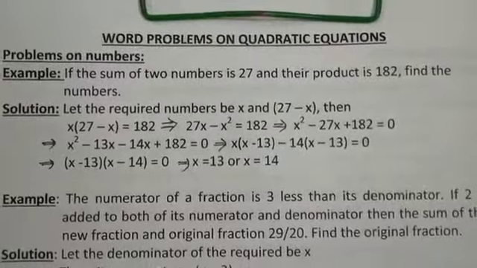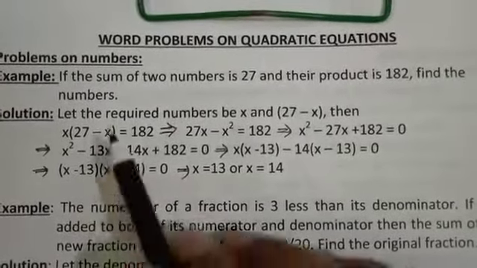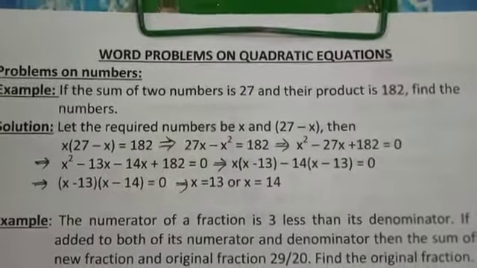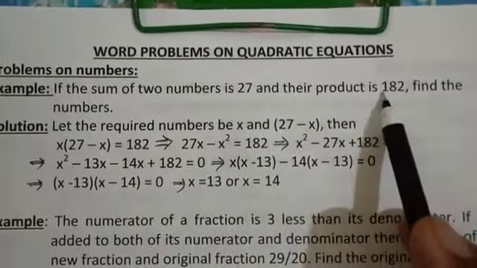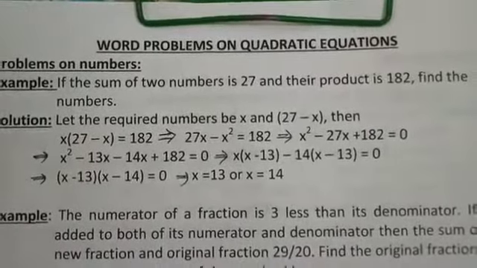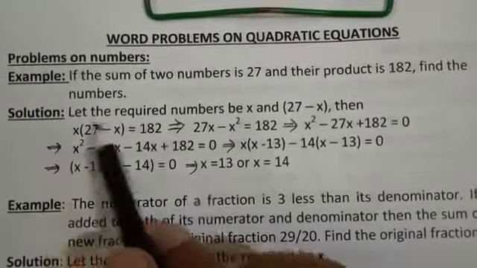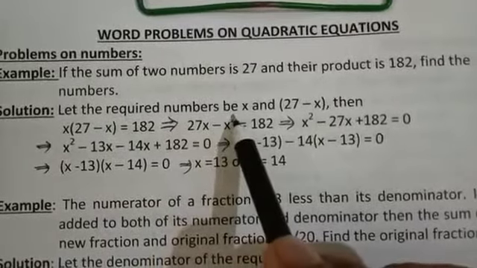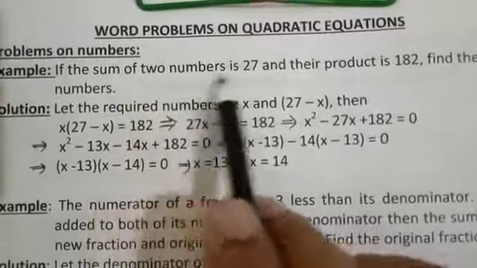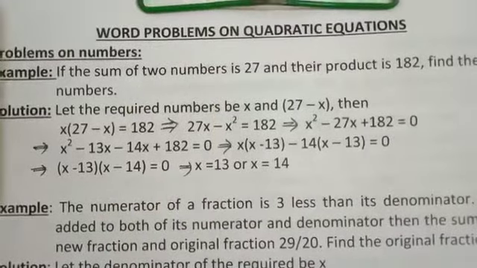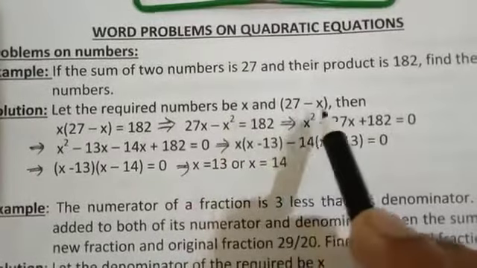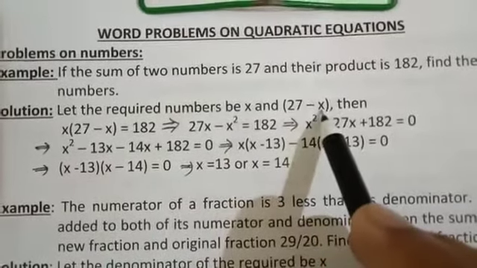I am going to take up the first example, and the question is: if the sum of two numbers is 27 and their product is 182, find the numbers. Coming to the solution part, let the required numbers be x and 27 minus x. Since the sum of the two numbers is 27, if we take the first number as x, the second number will be 27 minus x.